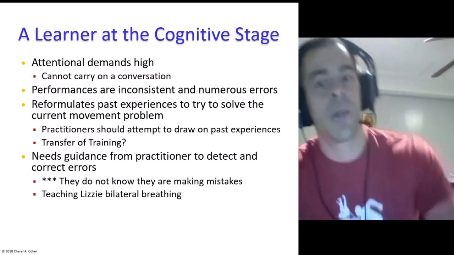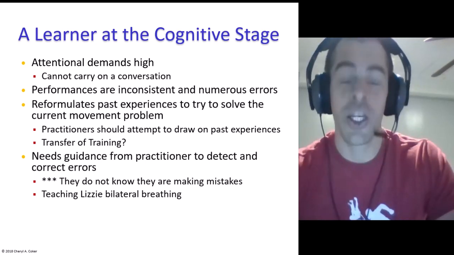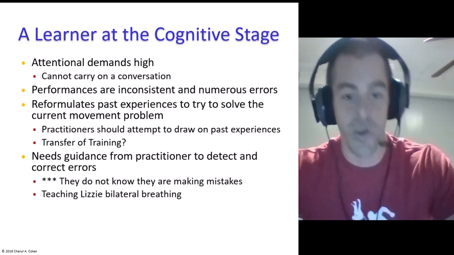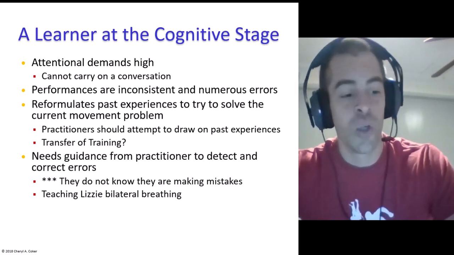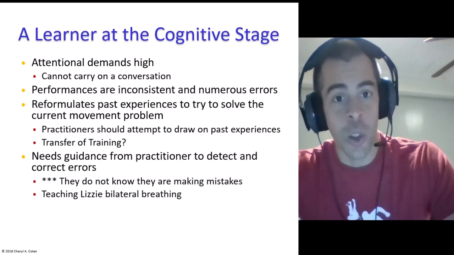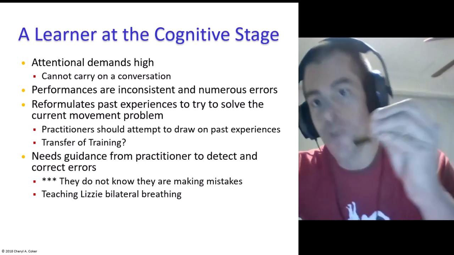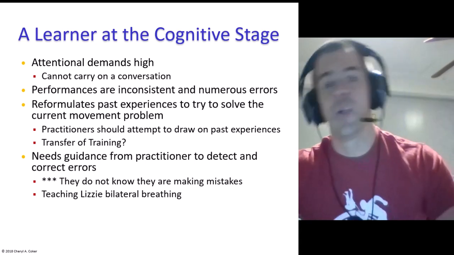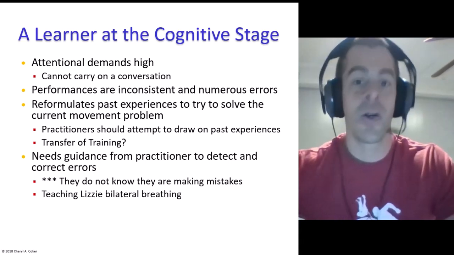Other key aspects of the cognitive stage are attentional demands are high. If any of you have spent time recently learning a skill, what you'll recognize is it's kind of exhausting, right? Your attentional demands are so focused on certain things that it can be very, very exhausting. Additionally, they can't carry on any type of conversation typically.